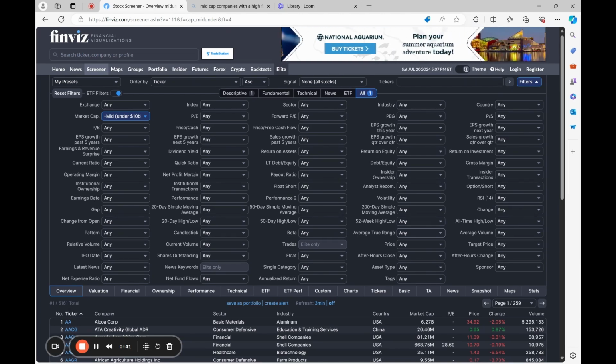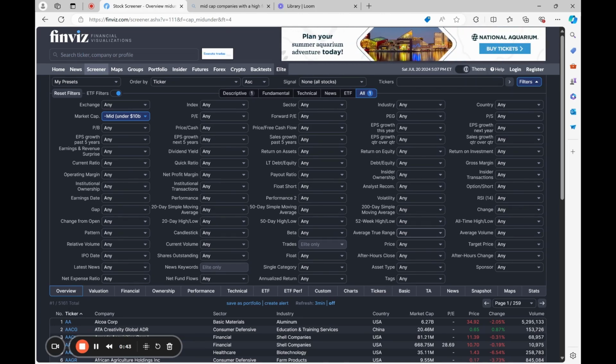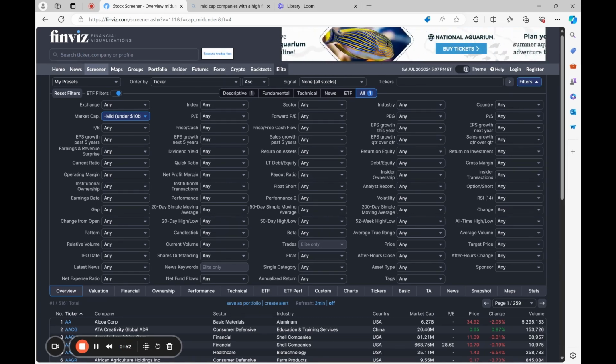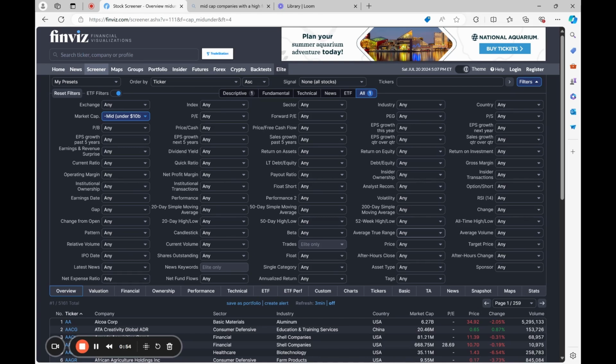Just a quick note before we start: you don't want to use all of these filters at once. You don't have to follow exactly what we say. You can manipulate these a little bit in any way, shape, or form that fits your investing goals. So take all of these with a grain of salt.